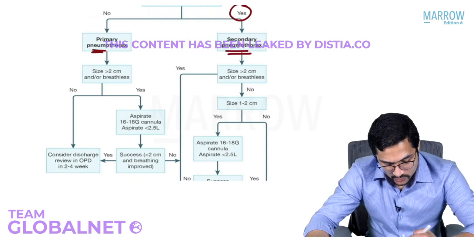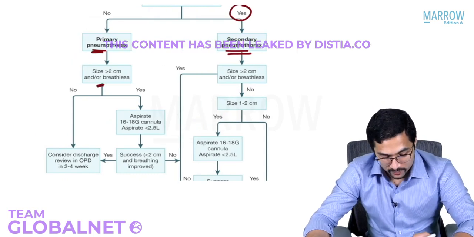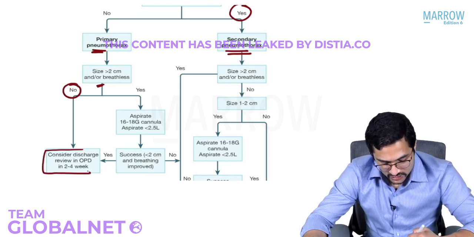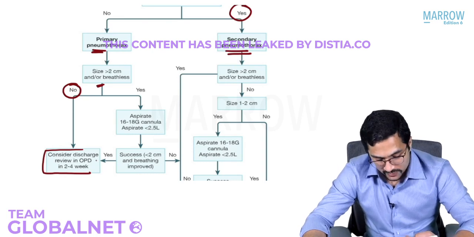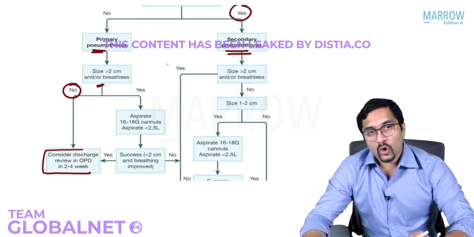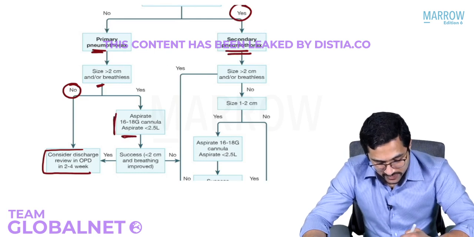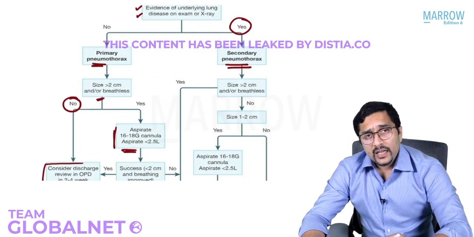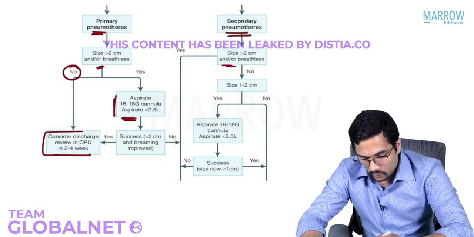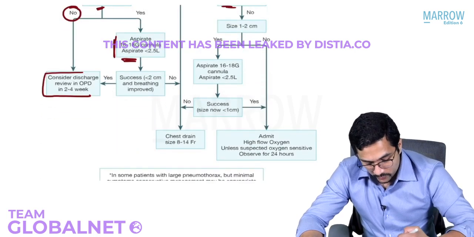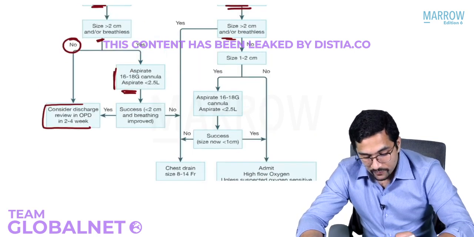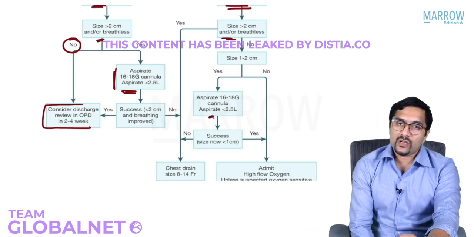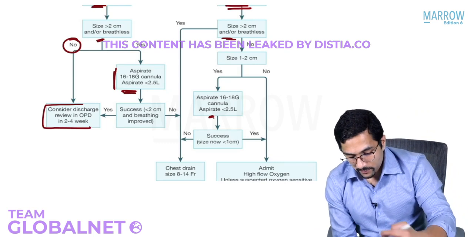Now, if primary spontaneous pneumothorax is less than 2 centimeters and there is no breathlessness, we discharge and we call in the OPD after 2 to 4 weeks. But if the patient is breathless or it is more than 2 centimeters, then we aspirate using a cannula. And if the patient improves, we discharge the patient. If it is secondary spontaneous and the size is more than 2 centimeters, then we are going to proceed with chest drain insertion. If not, then we are going to aspirate. And if the aspiration is not successful, we will again insert a chest drain in these patients.